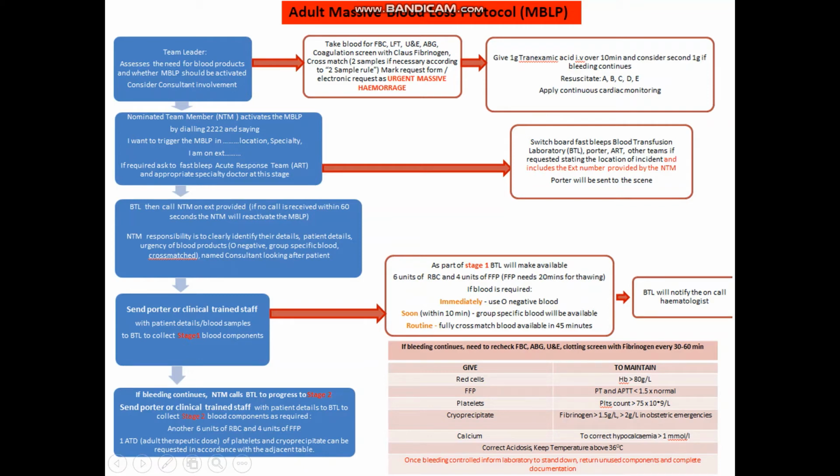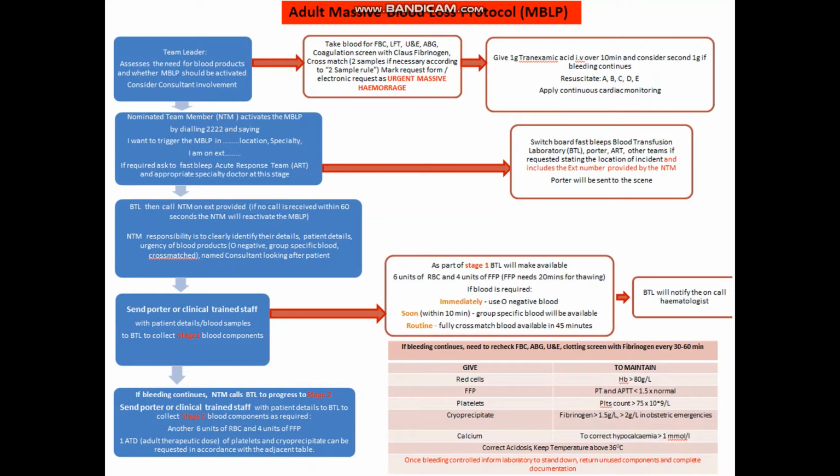The nominated team member will then activate the massive blood loss by dialing the quadruple 2 and saying the phrase that we've already gone through. If required, ask for the acute response team as well. The switchboard will then fast bleep blood transfusion and all the other places, and the porters will be sent to the scene. Blood transfusion will then call the nominated team member back.